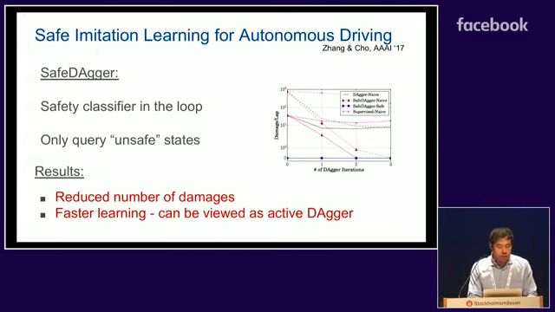The result is that safe DAgger is able to learn a policy using fewer queries compared to the original DAgger. And also the number of damages during training is much lower compared to both behavior cloning and DAgger.